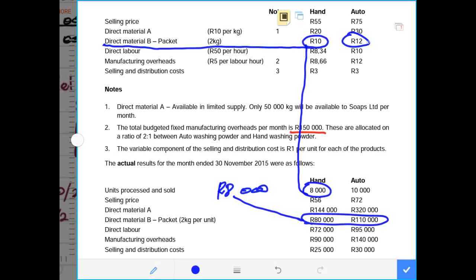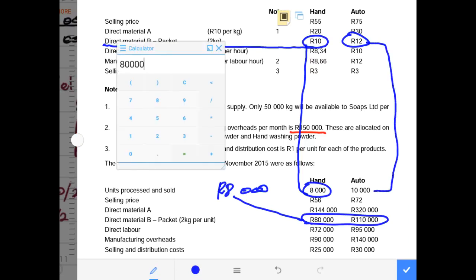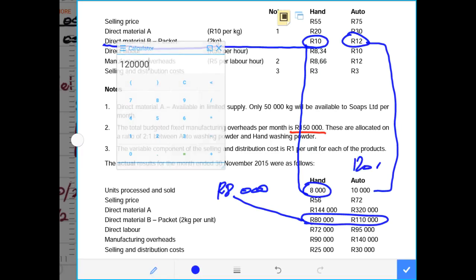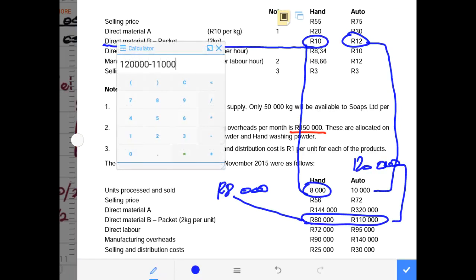And again, you could have said here cost per unit times the number of units that were actually manufactured and sold, which is 12 times 10,000. And 12 times 10,000 will give us 120,000 rands. You compare this with 110,000 total cost, so 120,000 minus 110,000 gives us 10,000.